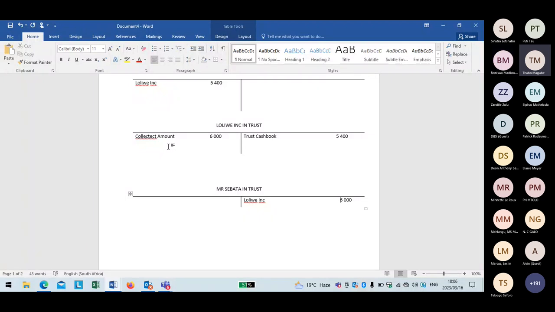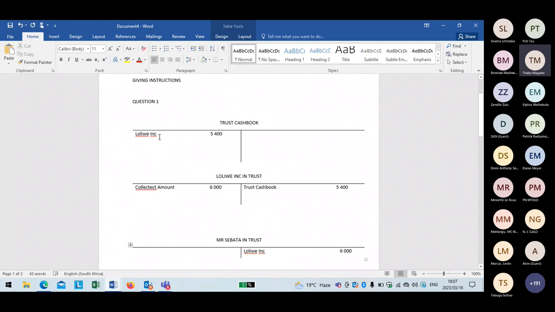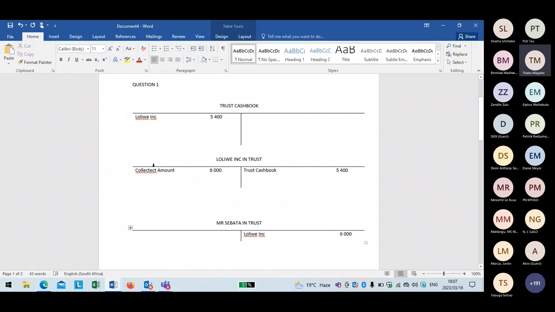And the reason we are taking it to the trust cash book is that it is not our money. It is money that we are receiving on behalf of our client, Mr. Sebata. So we debited the trust cash book, and our narration was Loliwe Inc., 5,400. We then opened an account for Loliwe Inc. in trust, which account we credited with the EFT amount. And our narration was trust cash book.